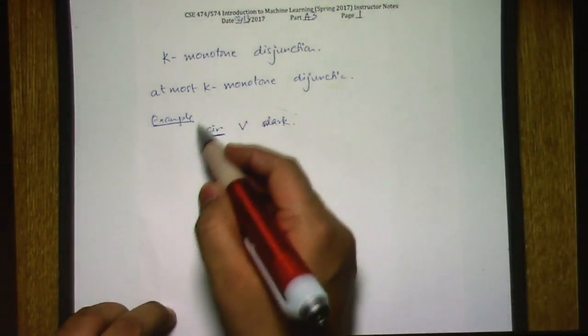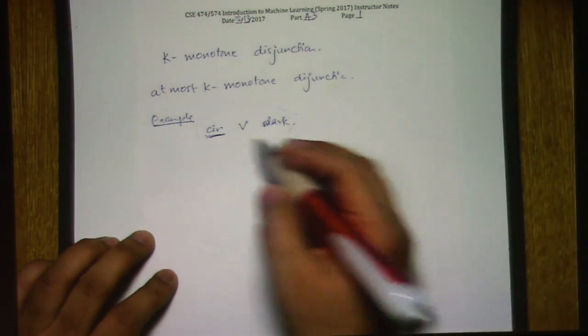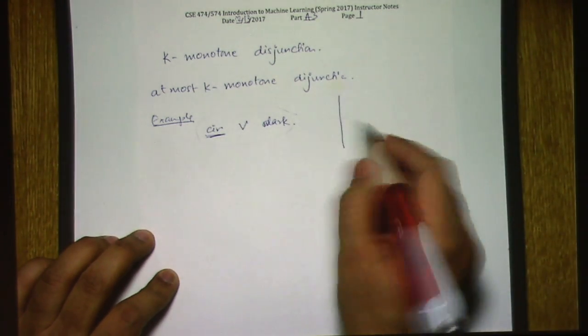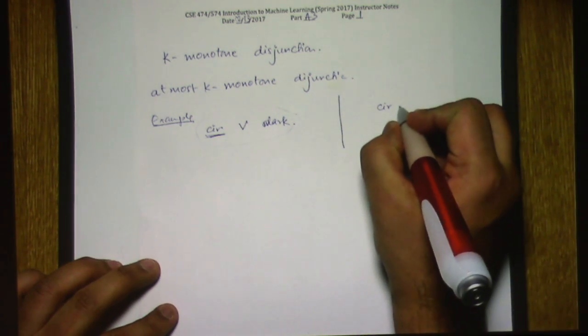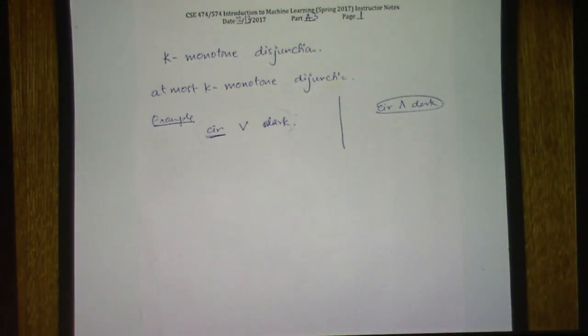If you want to contrast this with a conjunctive concept, a conjunctive concept typically has circular and dark, both attributes. But here only one can be true, or both cases.